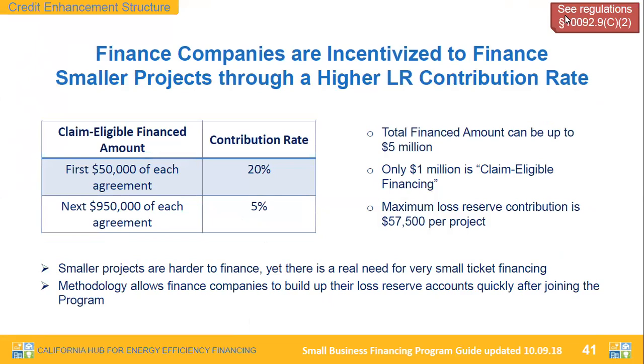We have changed the structure of the contribution to the credit enhancement. We are currently proposing to contribute 20% of the first $50,000 of claim eligible financing and then 5% of the next $950,000. In the proposed structure that we presented in April, we had 3 tiers of financing with different contribution rates, and that led to some very awkward jumps in the loss reserve contribution.